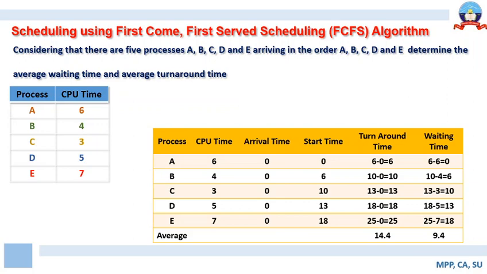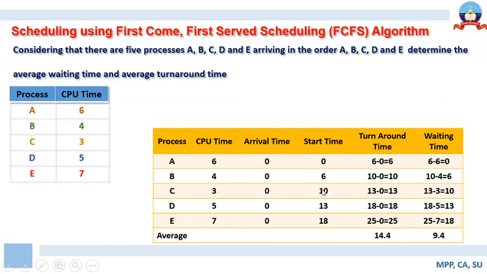Turnaround time, one of the quantitative representations for turnaround time, is the exit time minus the arrival time. So you have 6 minus 0, which is 6. So the turnaround time in case of A will be 6. Likewise, B can start only when A finishes its execution. So B will start at 6 and it will go till 10. So B will exit the system at 10. So 10 minus arrival time 0 is 10. So the turnaround time is 10.